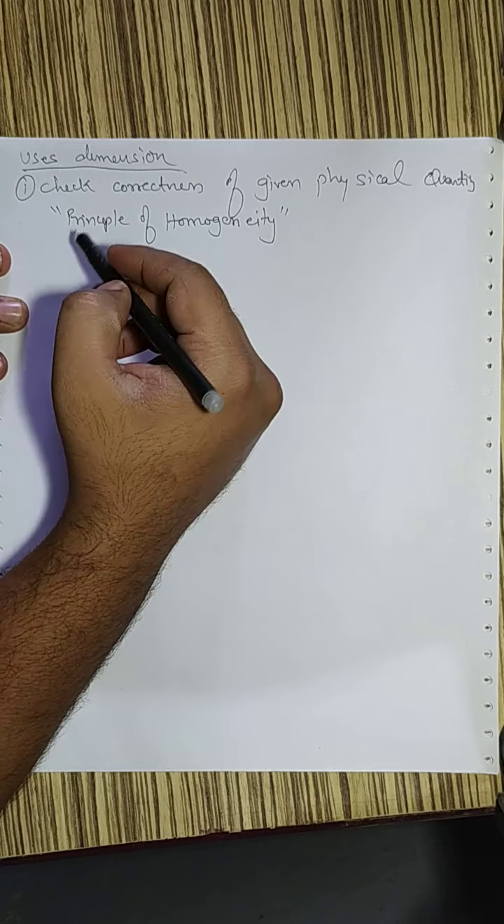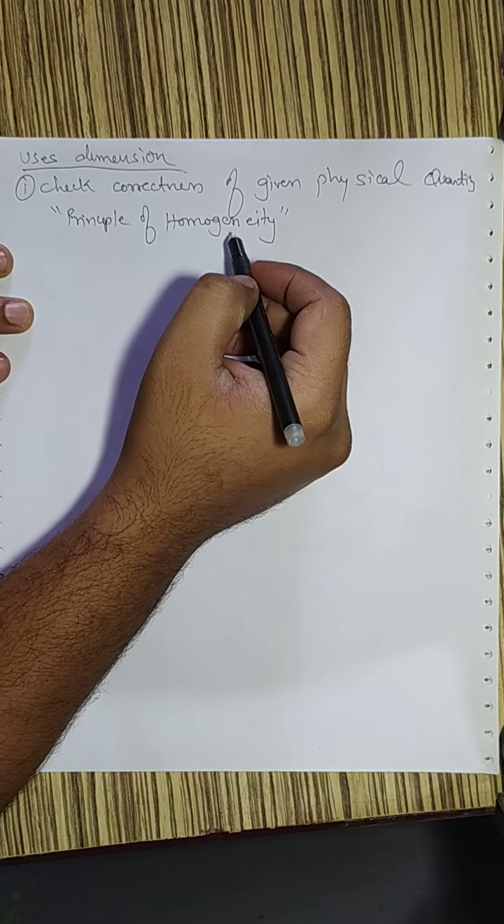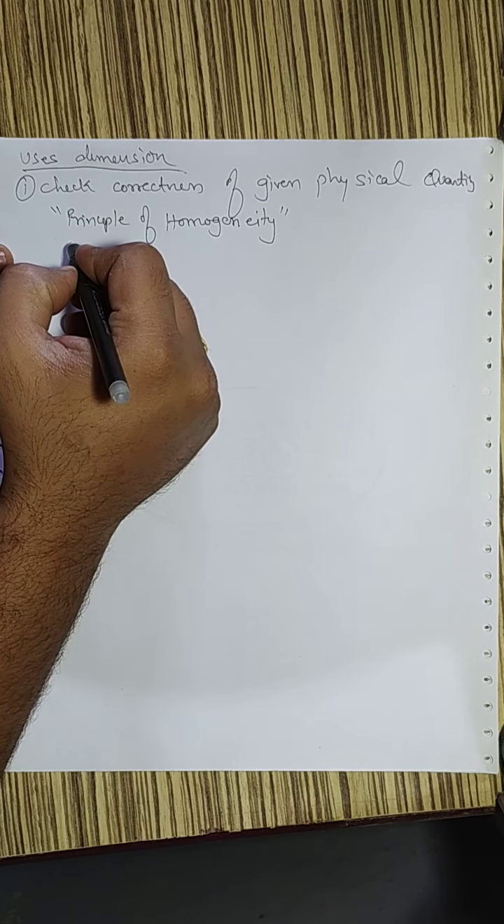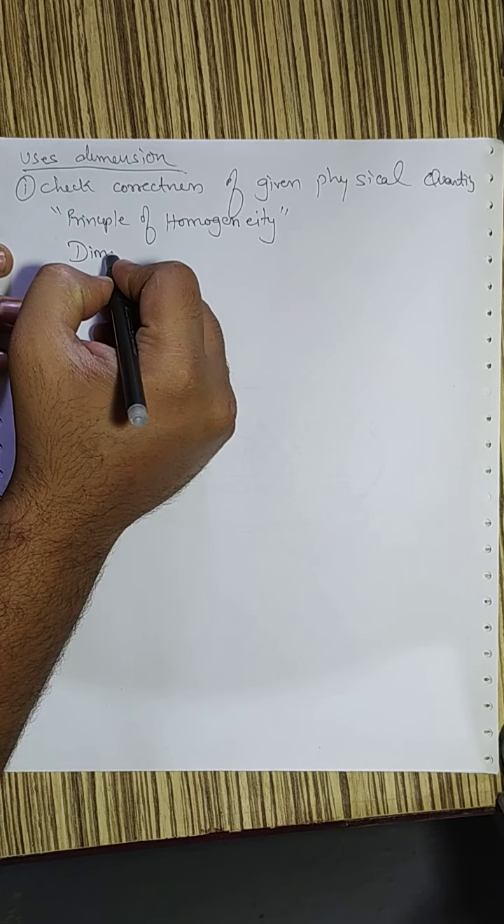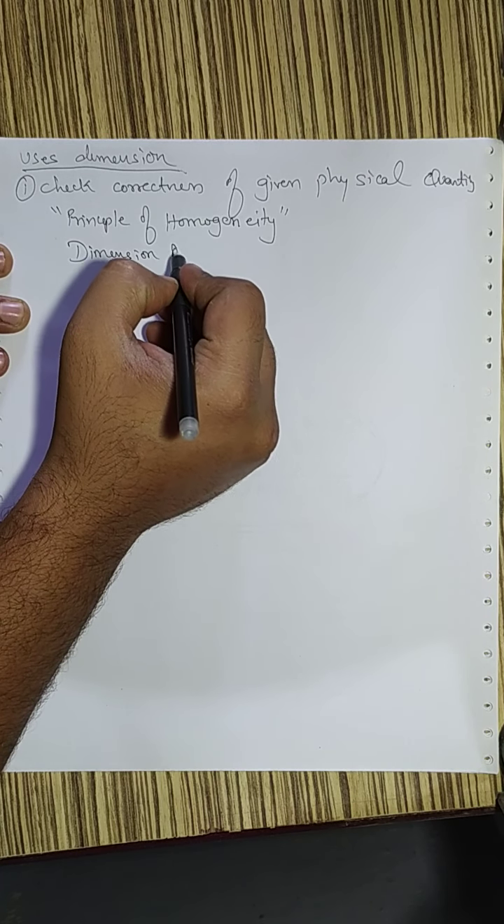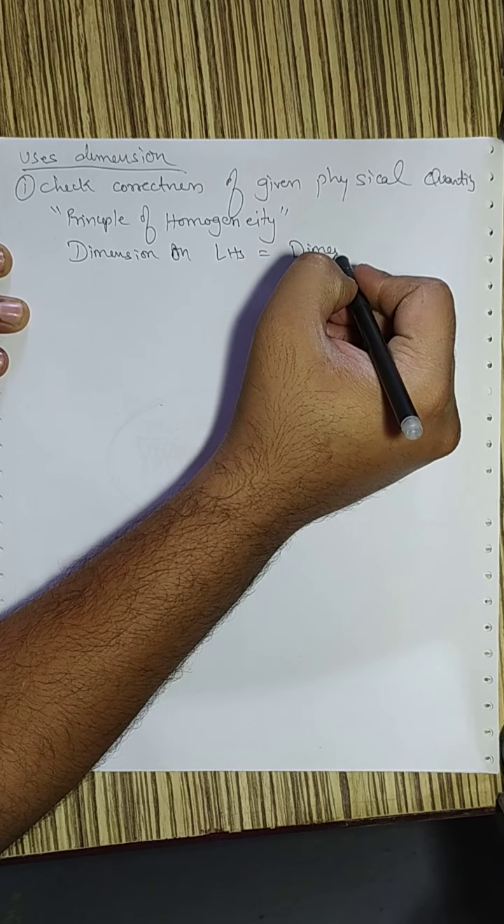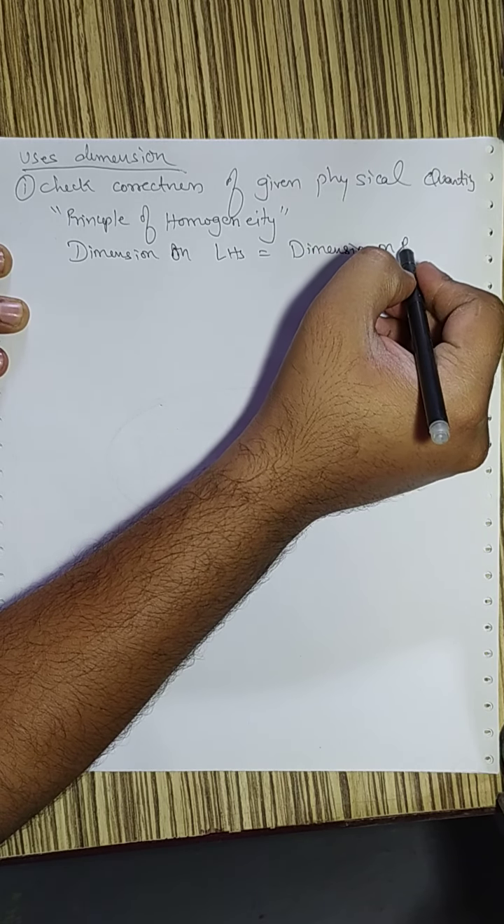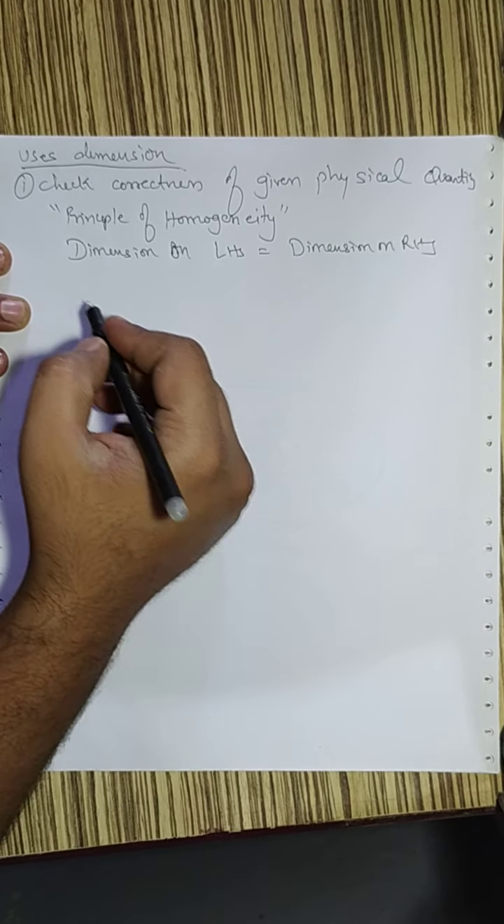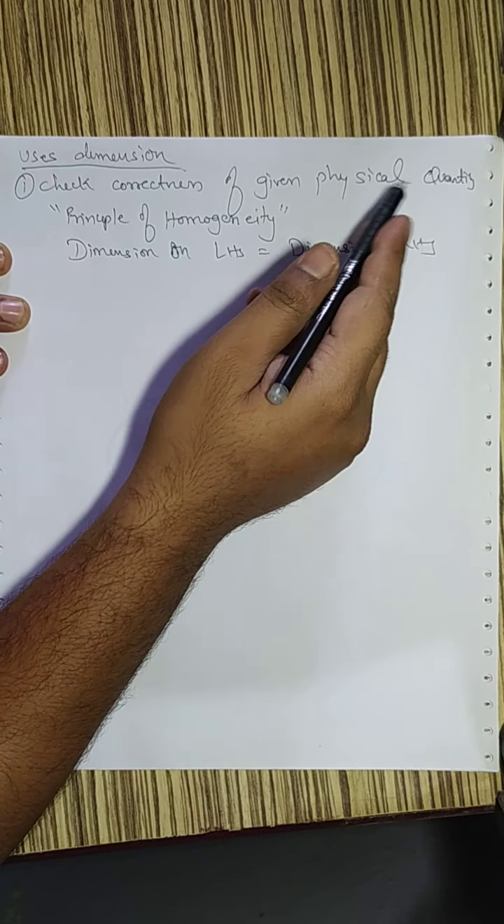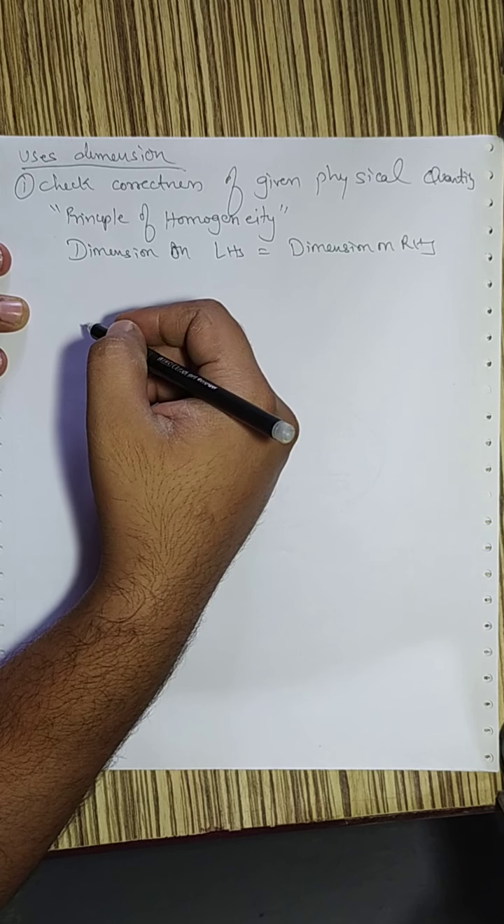To do this, we make use of the principle of homogeneity. Now, what does this principle of homogeneity state? It states that dimension on the left hand side must be equal to the dimension on the right hand side. This is what the principle of homogeneity states, and we'll use this principle to check correctness of the given physical quantity. Right?